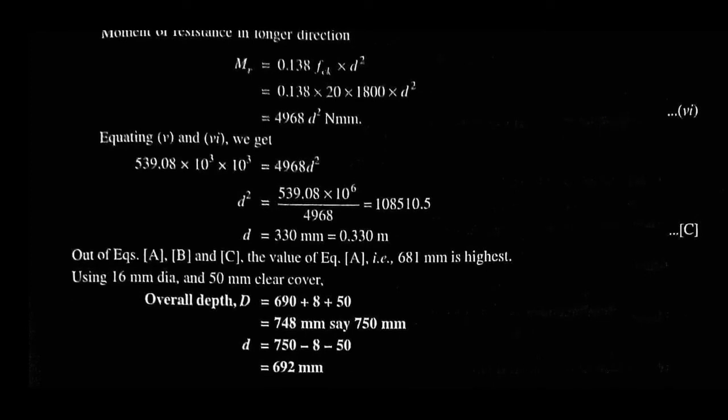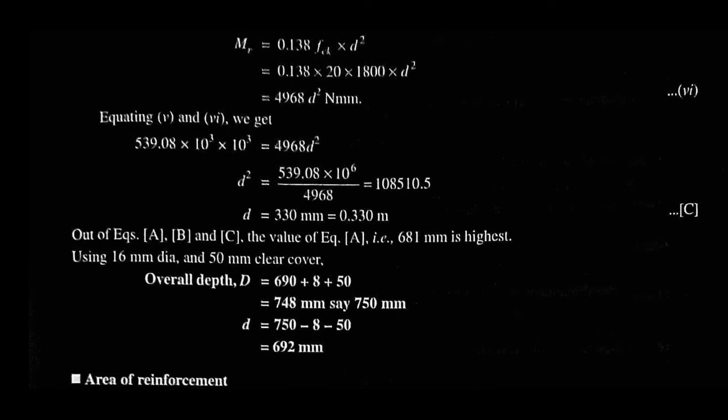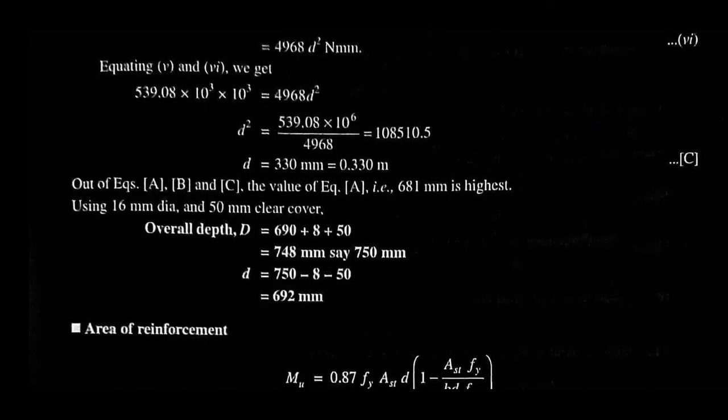Now using 16 mm dia bar and 50 mm clear cover, we have to calculate overall depth. Capital D is equal to 690 plus 8 plus 50, that is half dia plus clear cover, which equals 748 mm, say 750 mm. If the overall depth is 750 mm, then the effective depth small d is equal to 750 minus half dia 8 minus clear cover 50, that is equal to 692 mm.